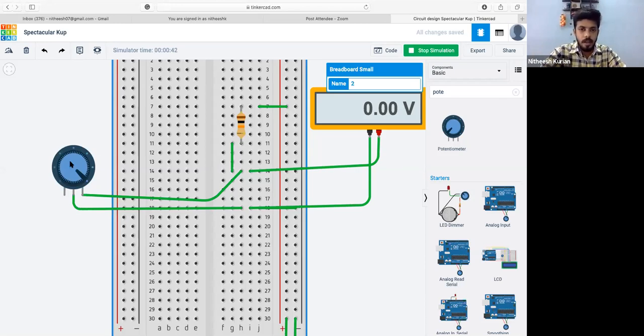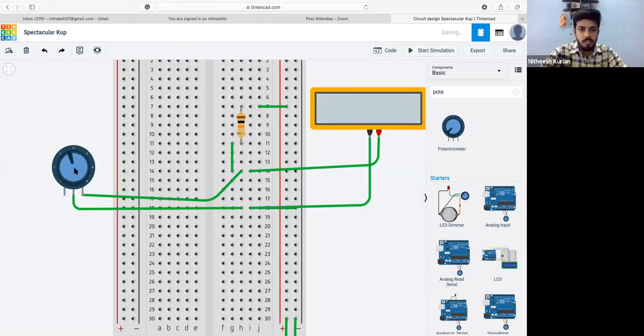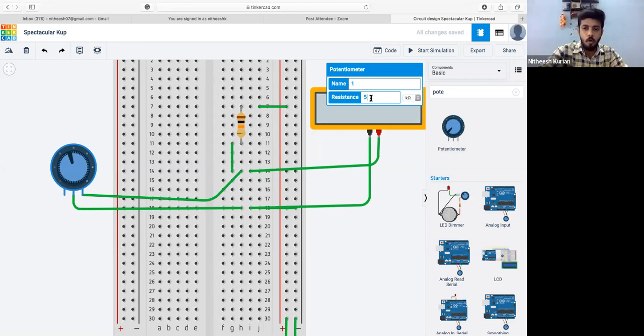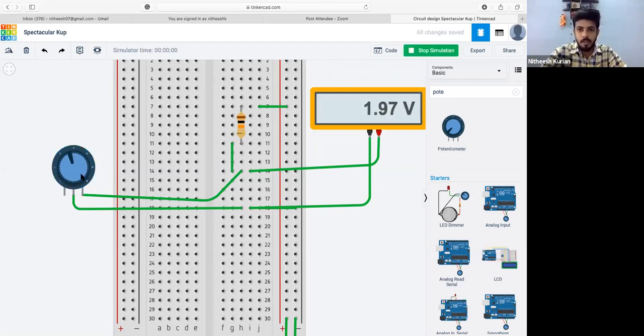Make sense? If you change the resistance of the potentiometer to 5 kilo ohm, you can see when you start the simulation, initially it was 3, and if you increase the resistance, the voltage gets reduced. This is the concept, and this is called voltage division using resistors. There is a rule called the voltage division rule. There is a formula for voltage division. I will explain that too. It is very simple. All right.